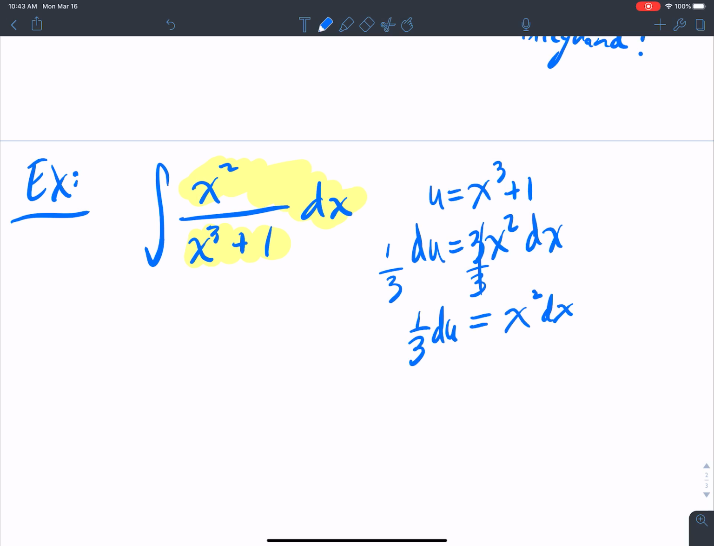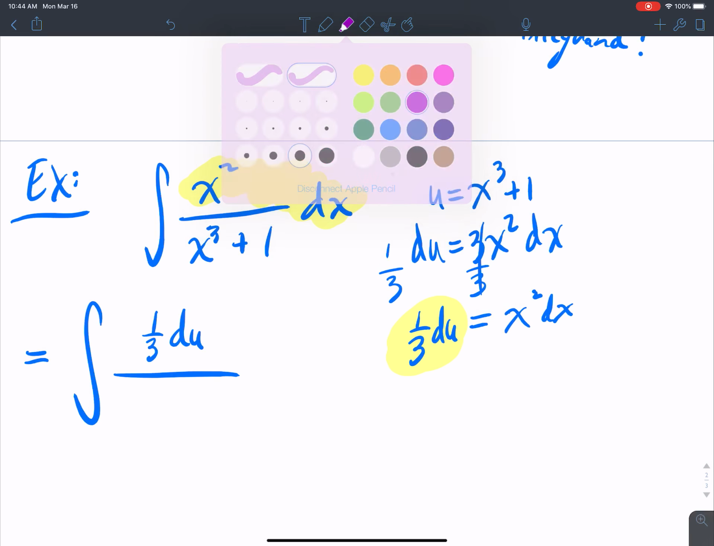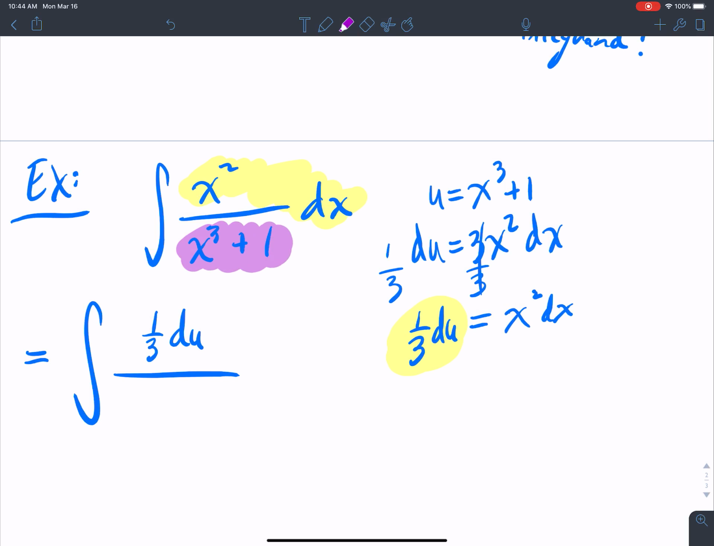So everywhere I see that highlighted part, I'm going to replace it with this highlighted part right here. Okay, so this is 1/3 du up in the numerator. What does the denominator equal? Let me use a different color. So x cubed plus 1, that's my u right there. So let me simplify this. That's 1/3 integral 1 over u du.